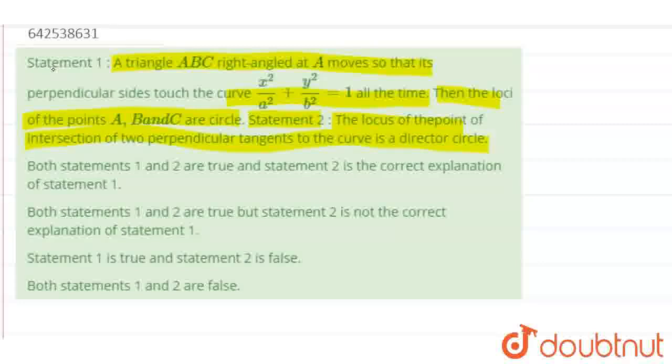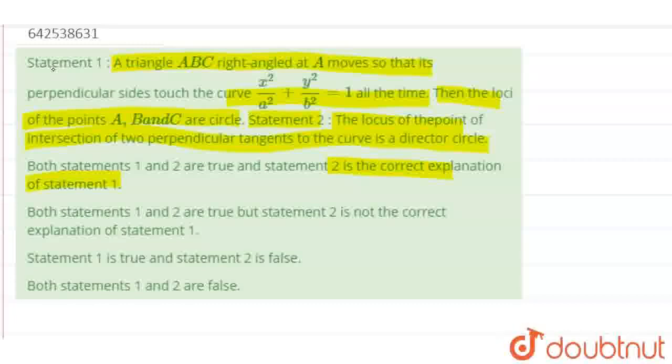So two statements are given and the following options. A: both statements A and B are true, and statement B is a correct explanation of A. Second: both statements are true, but B is not a correct explanation of statement A. C: statement A is true and statement 2 is false. And the final D: both statements are false. Let's try to solve the question.